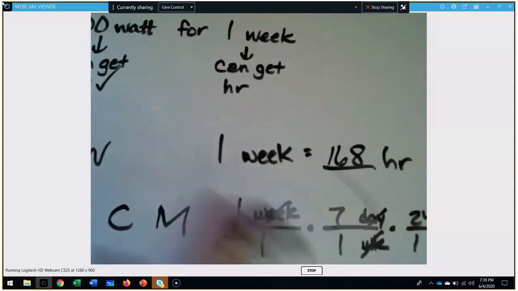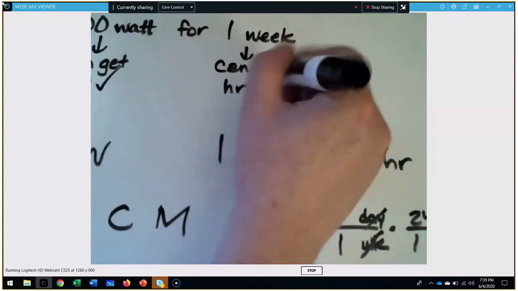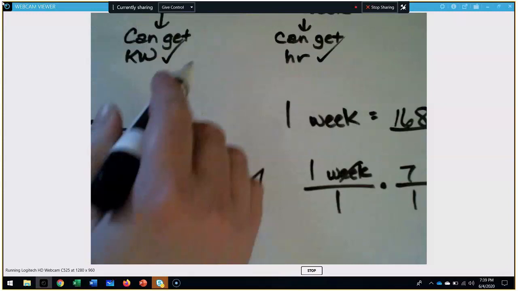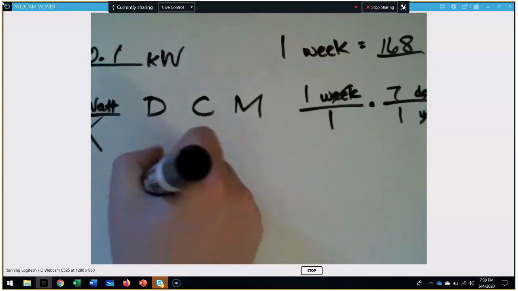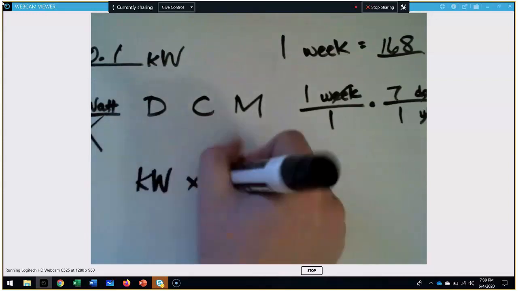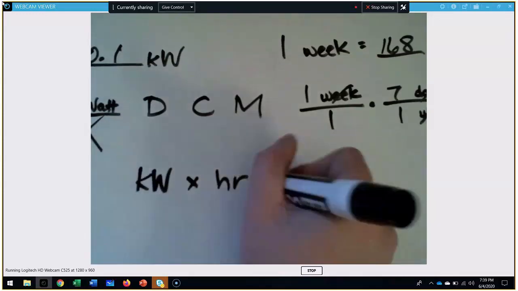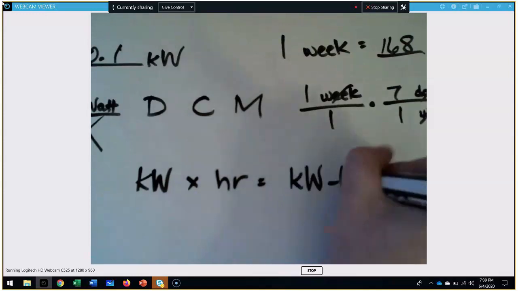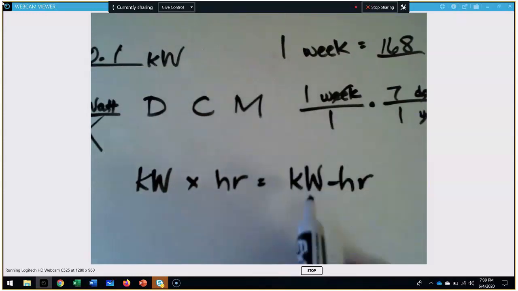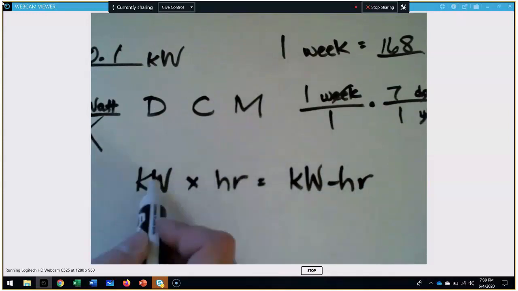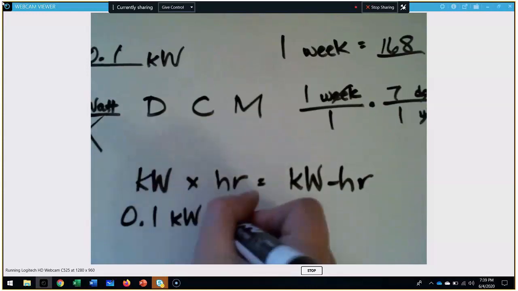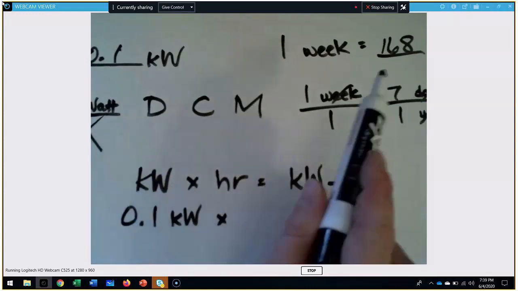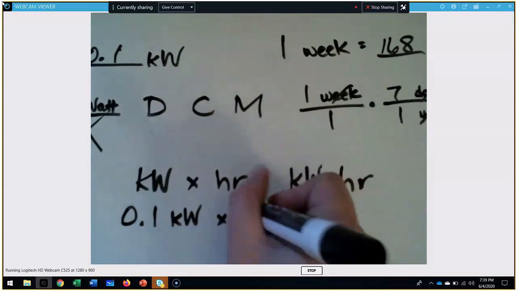So let's go back here now. Got hours, got kilowatts. I need to make this kilowatt-hours. So kilowatts times hours will give us something in kilowatt-hours. That's not a minus sign, that's a hyphen. So we had 0.1 kilowatts times 168 hours.